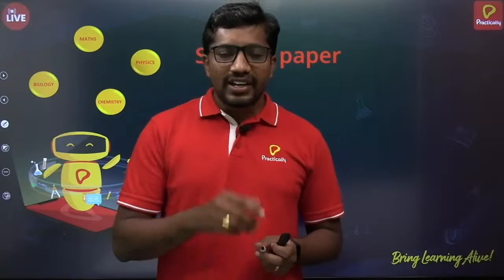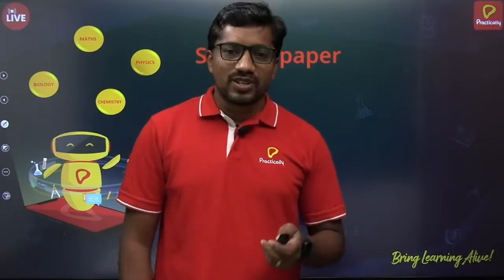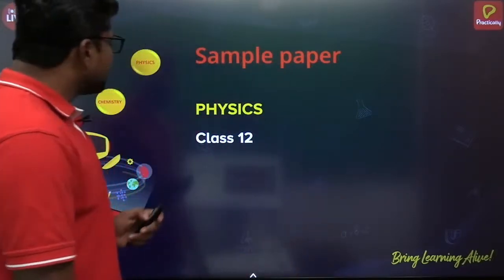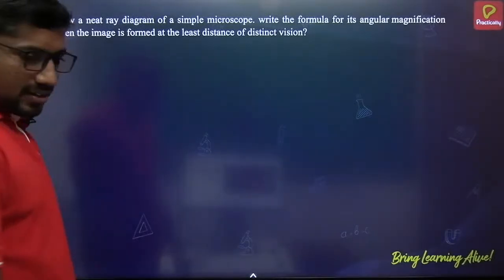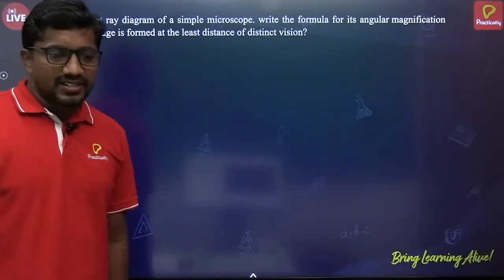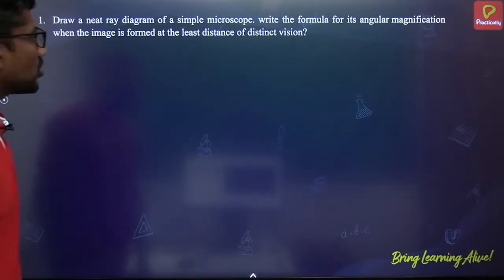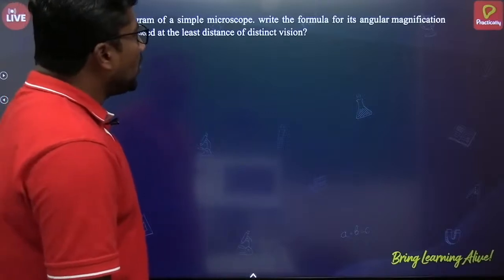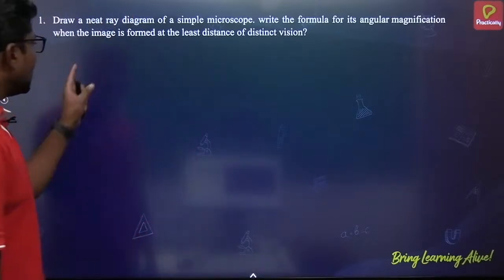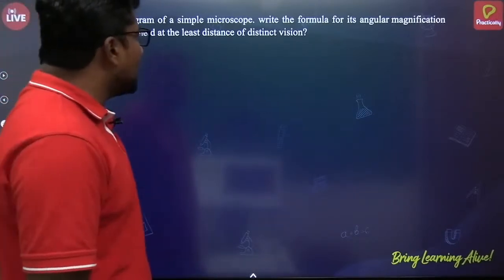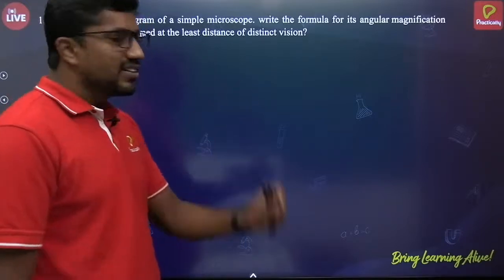Fine then, I am going to start with the first question. Here is the first question, question number 1. Draw a neat ray diagram of a simple microscope. Write the formula for its angular magnification when the image is formed at the least distance of distinct vision.